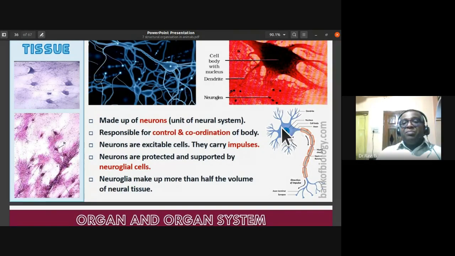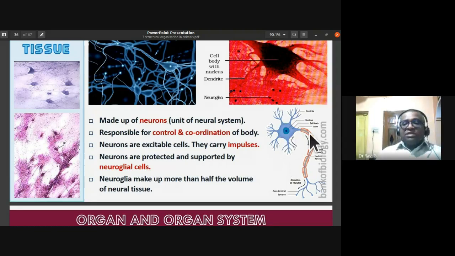So the cellular component is there. The nucleus is quite prominent. They have granules here which we call tigroids or Nissl's granules. The outermost membrane of the neuron we call neurolemma. The cytoplasm we call neuroplasm. They have tigroids or Nissl's granules in them. They have many dendrites. Dendrites carry the messages towards the neuron. The cellular component of it we call cyton.